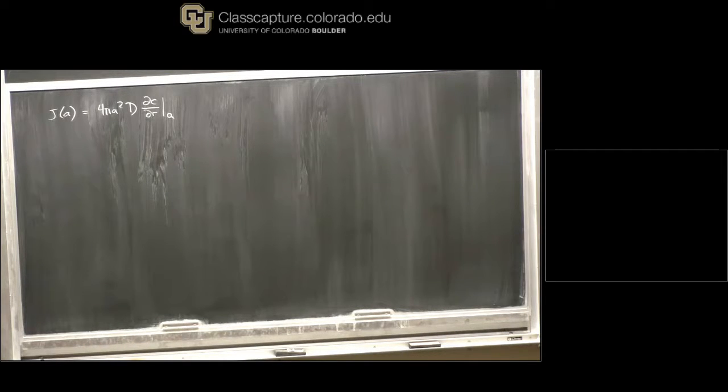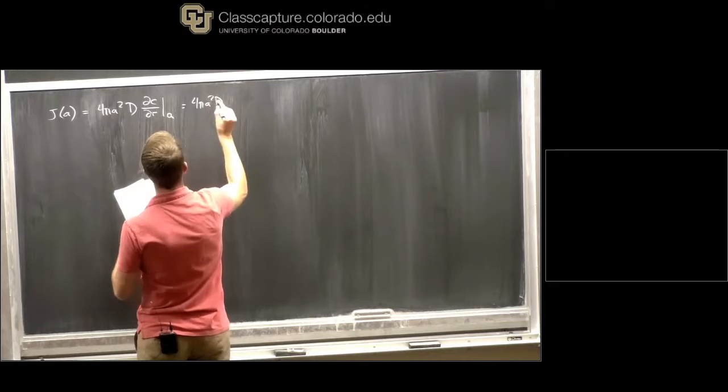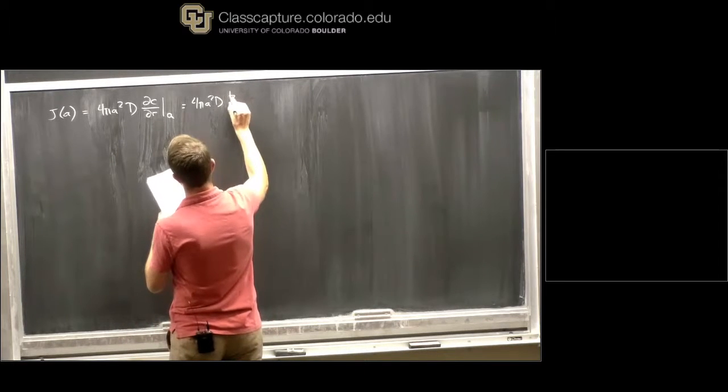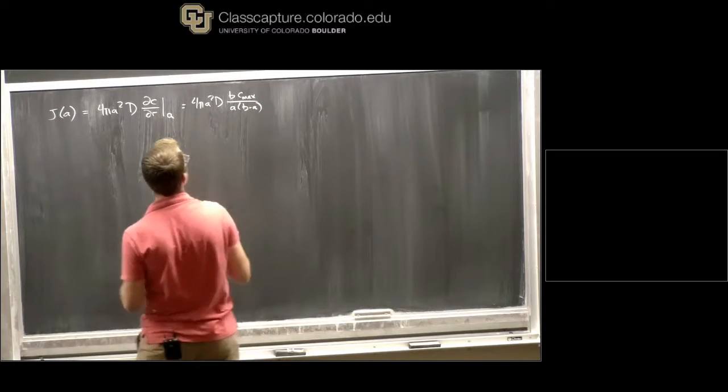We take the derivative. This becomes a 1 over R squared. We evaluate at A. That kills one of the A's. And we just get 4 pi A squared D times BC max over A B minus A.